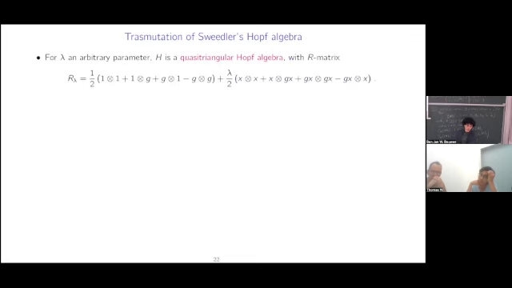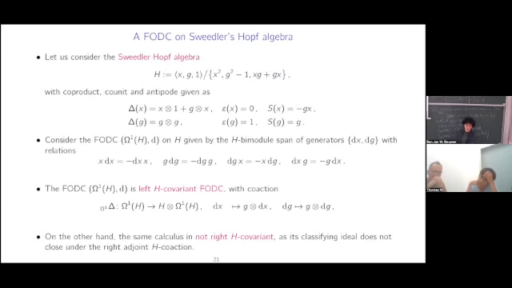Oh, sorry, we have to go even before, yes. So this is a left covariant first order differential calculus, okay? We've got Sweedler's Hopf algebra. You've got a first order differential calculus in the category of vector spaces. And now you're saying that this is just left covariant and it's not right covariant. Yes, it's not a bicovariant calculus.